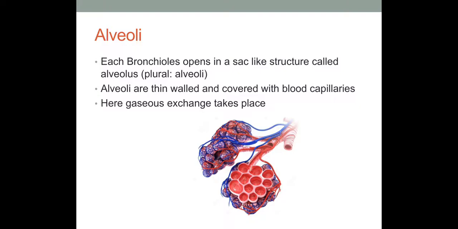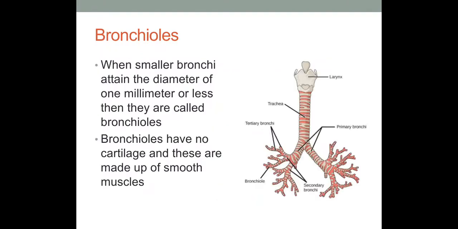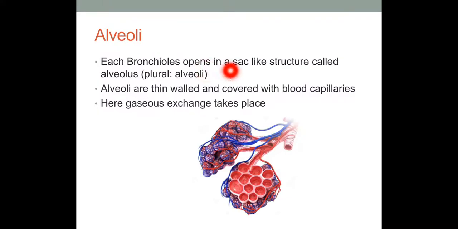At the end of the bronchioles, there are sac-like structures which resemble a bunch of grapes, called alveoli. Each bronchiole opens into a sac-like structure called an alveolus. Alveoli are thin-walled and covered with blood capillaries. Here the gaseous exchange takes place. The air enters these sacs, and the oxygen from the alveoli becomes part of the blood vessels present around the alveoli, and the carbon dioxide present in the blood vessels becomes part of the air present in the alveoli.